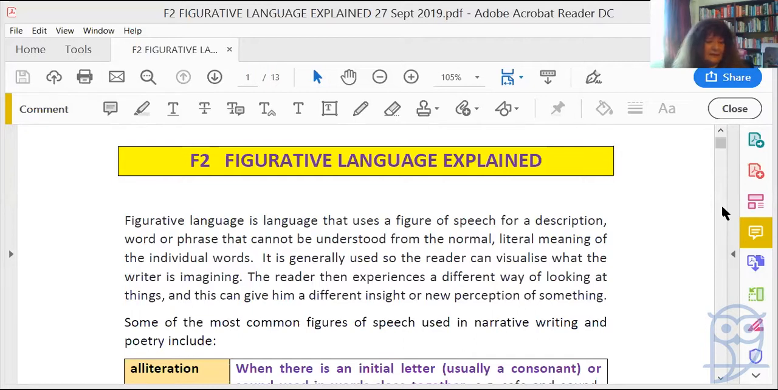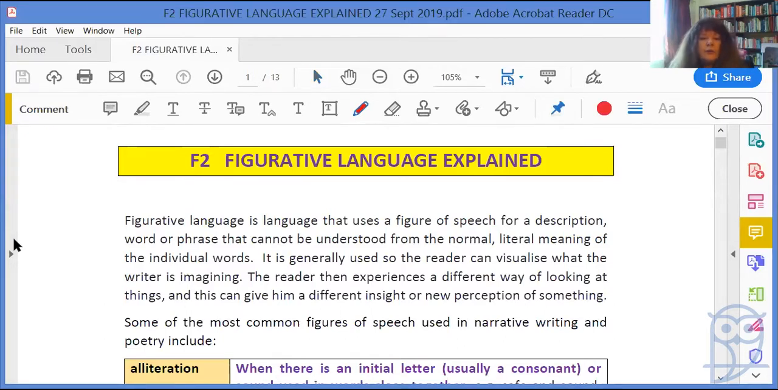Figurative language is language that uses a figure of speech as a description, a word or phrase that cannot be understood from the normal, literal meaning of the individual words. It's generally used so the reader can visualize what the writer is imagining. The reader then experiences a different way of looking at things, your way, and this can give him a different insight or a new perception of something that he had never thought of before. So you, as the writer, can manipulate the reader's mind. And this is how you're going to do it, by using figurative language.